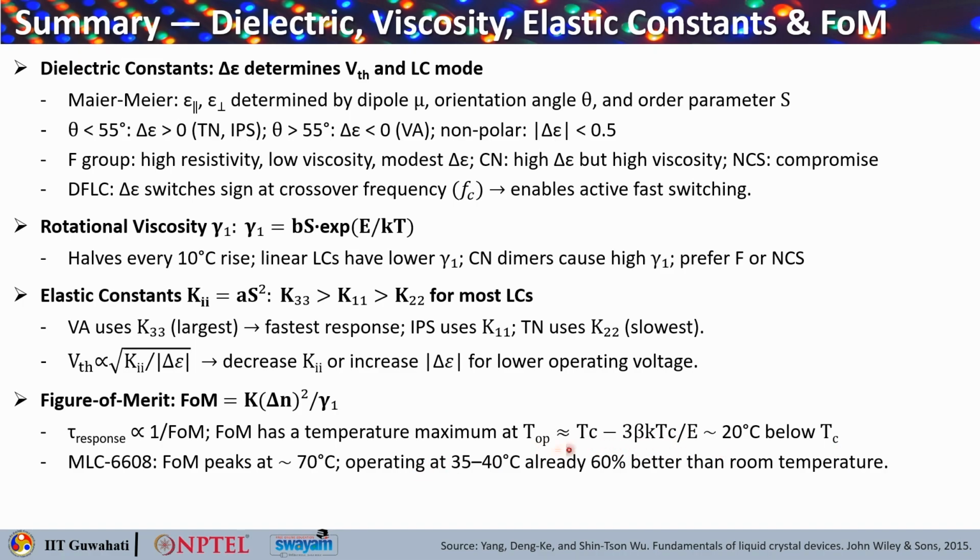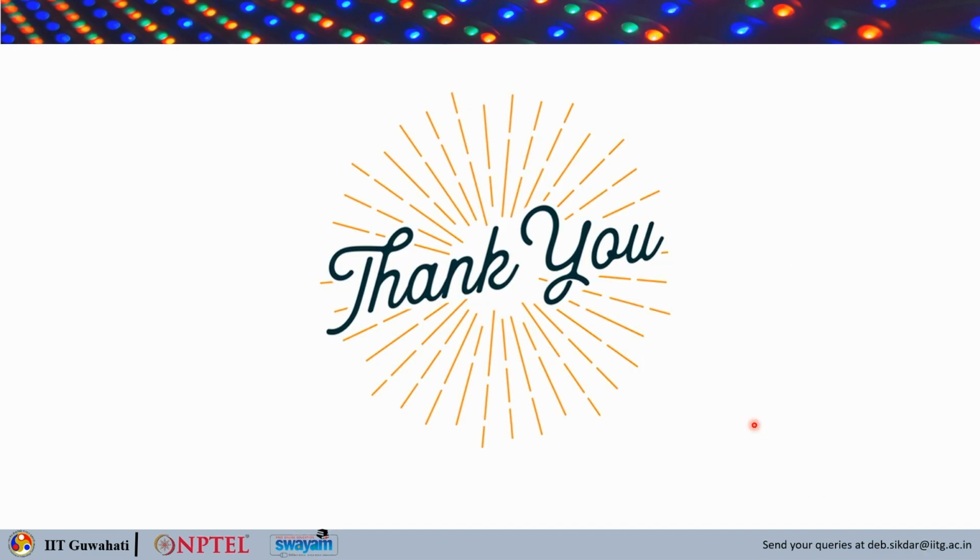So, you can approximate it like this. It tells you that for this MLC 6608, the figure of merit basically peaks at 70 degree centigrade, which is typically operating at 35 to 40 degree centigrade, already 60% better than the room temperature. So, with that we conclude this lecture.